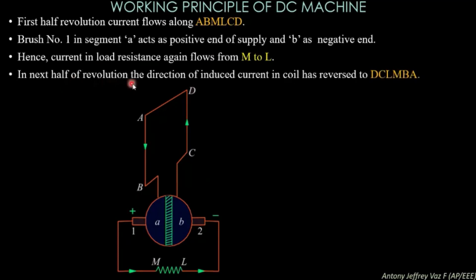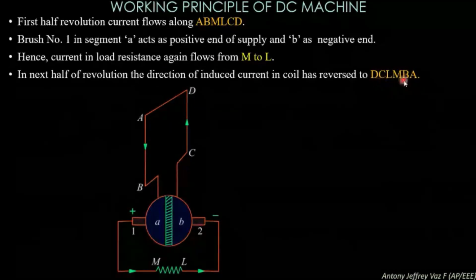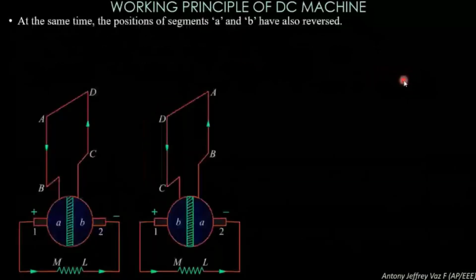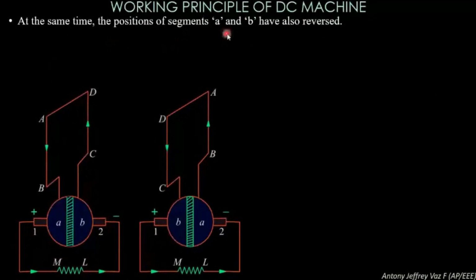In the next half of revolution, the direction of induced EMF or the induced current in the coil has reversed from DCLMBA. Now the induced current starts to reverse and it will move from DCLMBA. At the same time, the positions of the segments A and B have also reversed. You can see here, this is the previous diagram. Here the current is from AB, ML and CD.